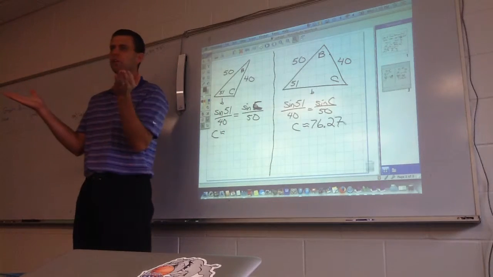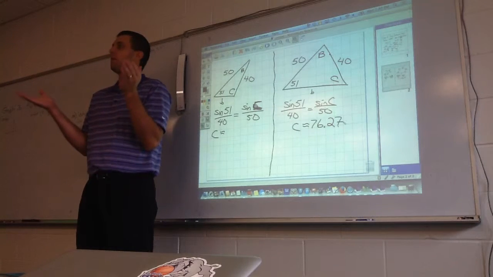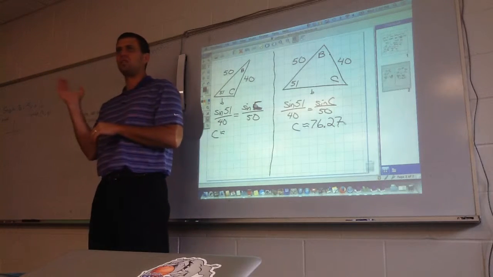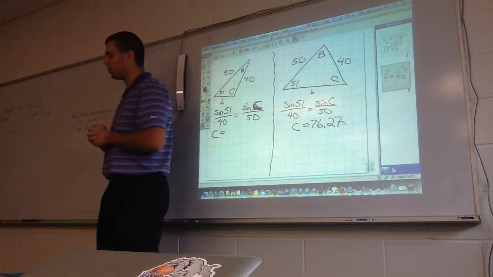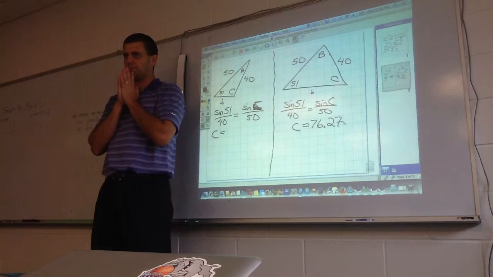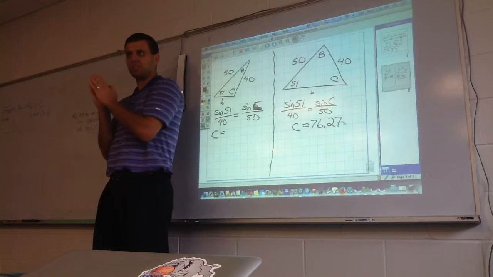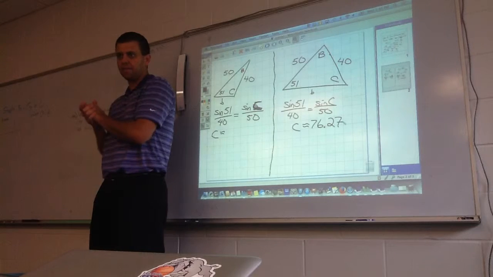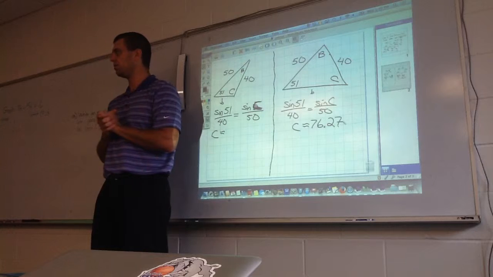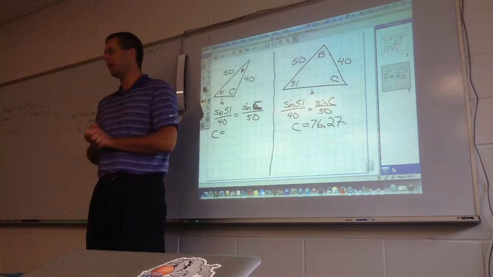What do you notice about 30 and 150? What do they add up to? 180. Okay, maybe it's coincidence. Let's try a 60-degree angle. What's the inverse sine of root 3 over 2? 60 degrees. The sine of 60 is root 3 over 2, right? Well, isn't the sine of 120 also root 3 over 2? What do you notice about 60 and 120? They add up to 180.